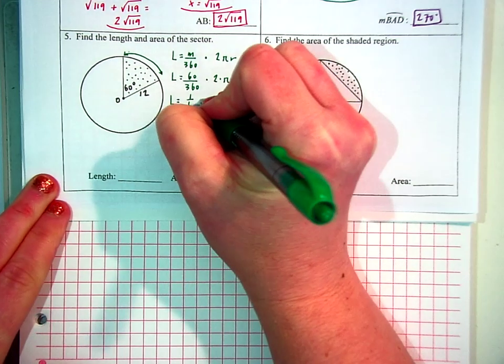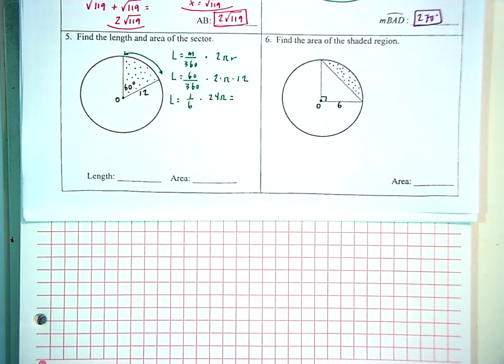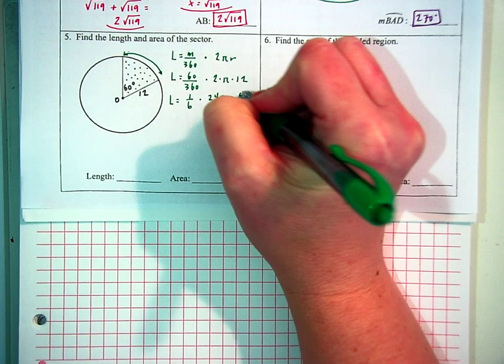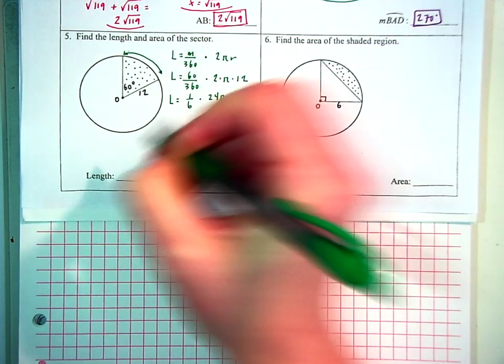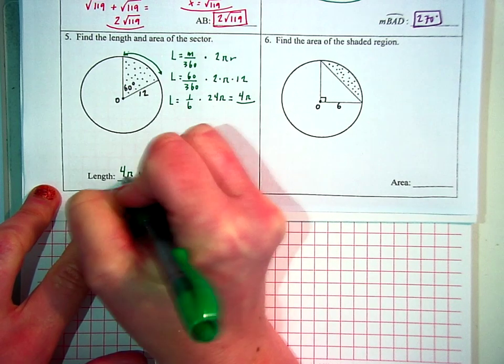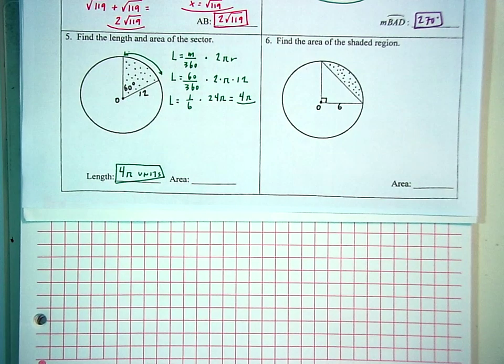So now I multiply that by the circumference, which is 24 pi. So really I'm taking the 24 and dividing it by 6. So that gets me 4 pi. So my length here is 4 pi units, right? There were no units specified, could have been inches, centimeters, etc. All right, next I'm looking at area.